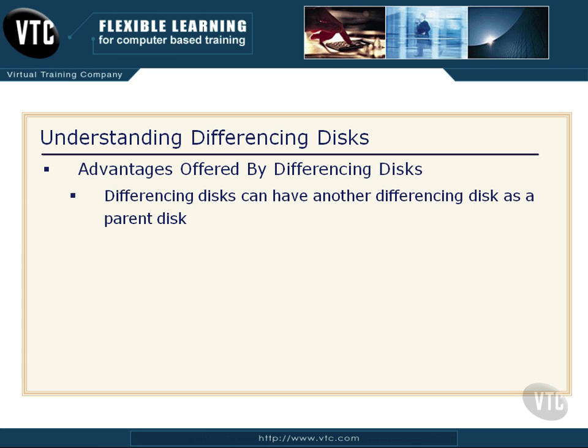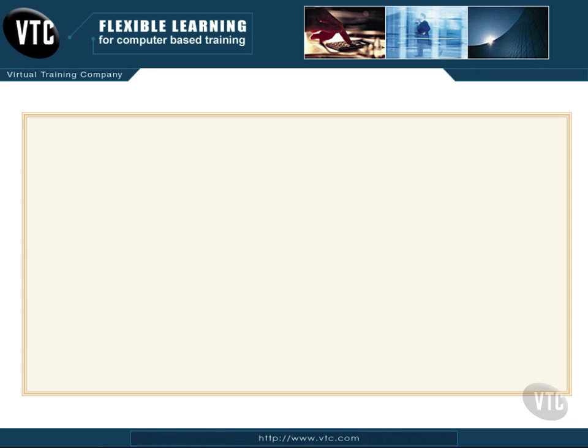Now, a differencing disk can also have another differencing disk as a parent disk. So if you're doing testing, you can save considerable disk space and then try updates on different levels of these things and get some pretty cool results out of this.